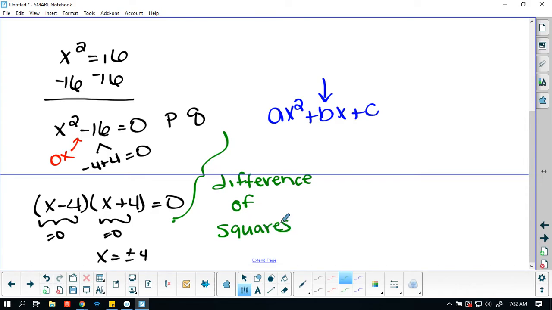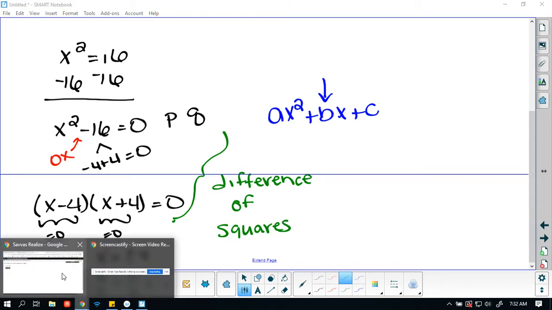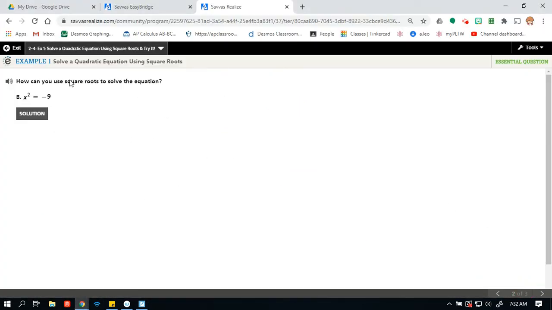This will show up again when we go to imaginaries in the next couple lessons, where we see complex conjugates. So we're going to use this idea of difference of squares for those complex conjugates. But again, two different ways to solve a binomial quadratic function. Let's go grab the second example. Let's go look at this one.